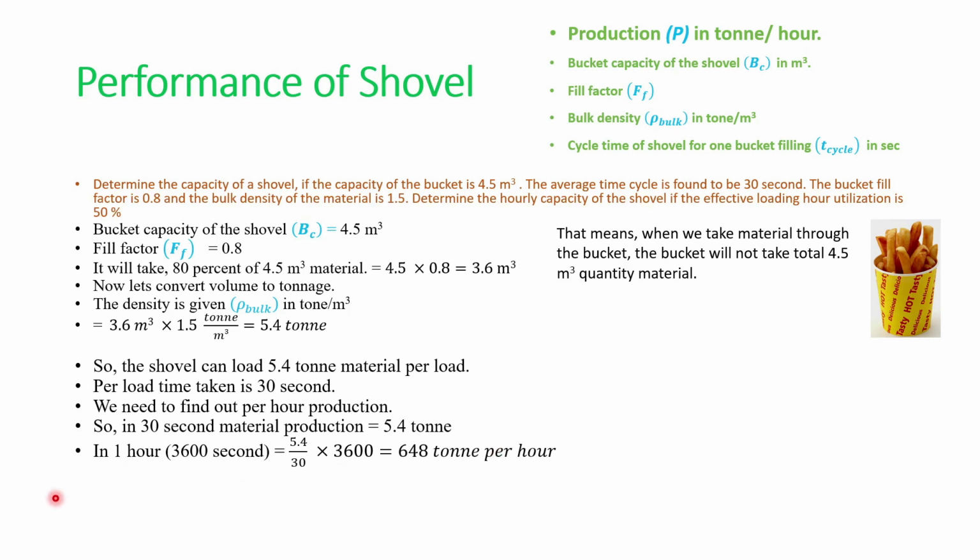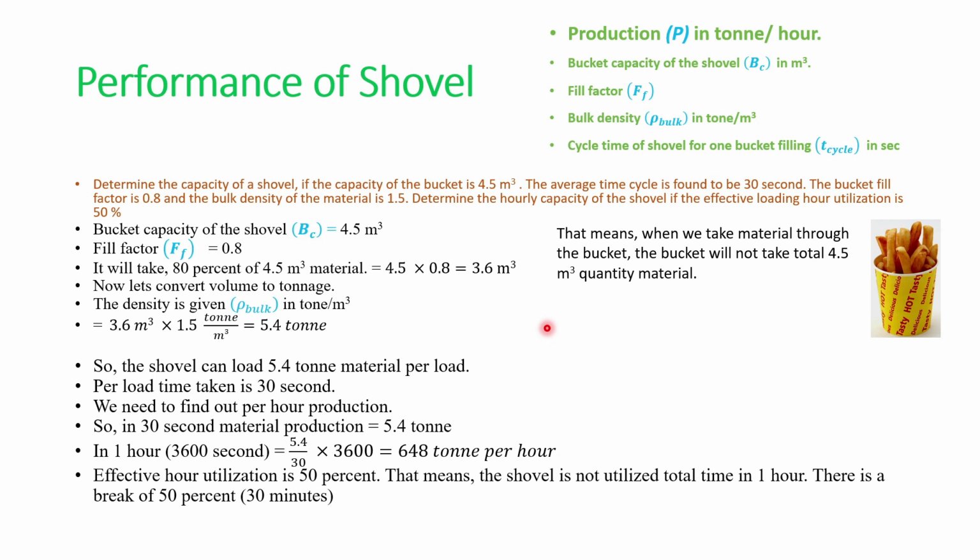Now in 1 hour, you can convert it to seconds, that is 3600 seconds. So in 30 seconds the material production is 5.4 ton. So in 1 hour, that is 3600 seconds, the production will be 648 ton per hour.